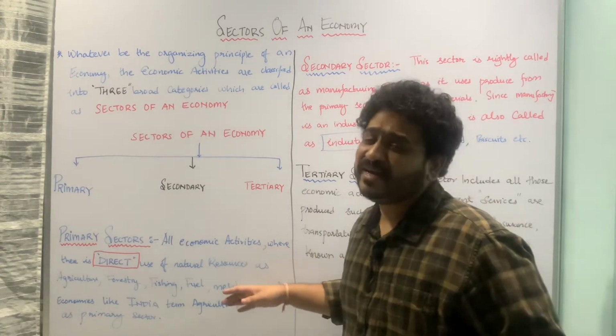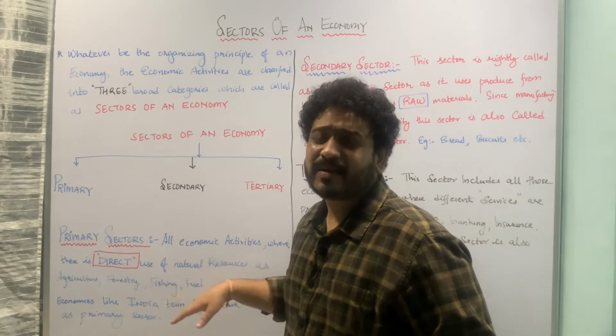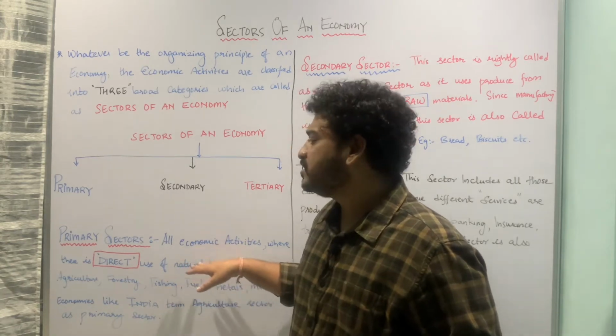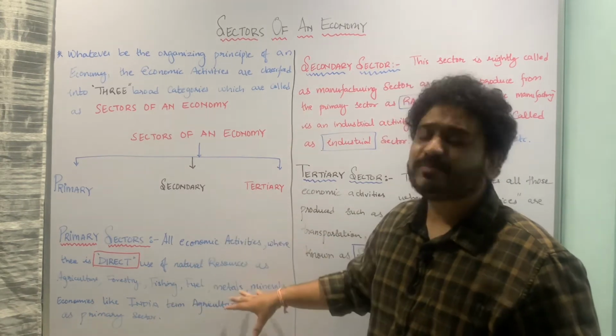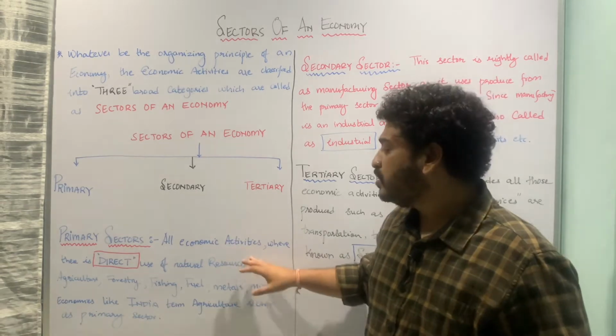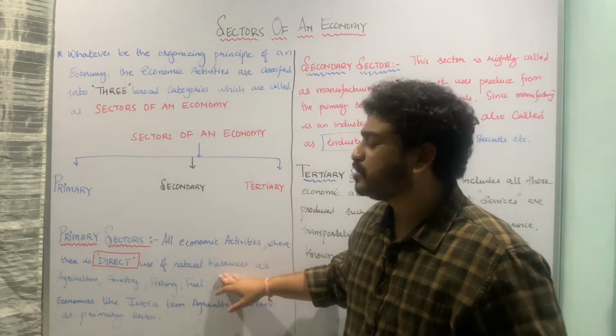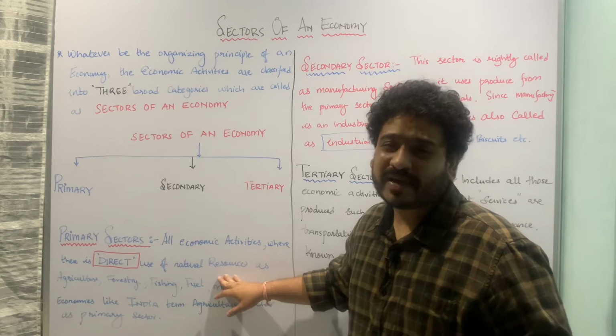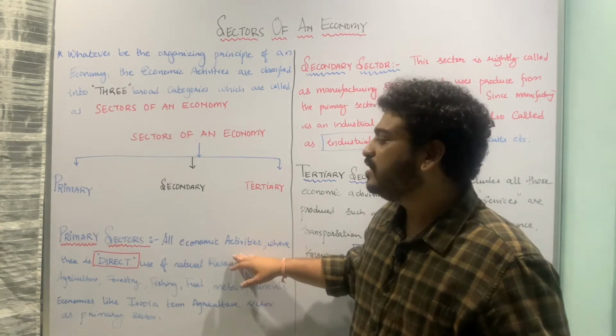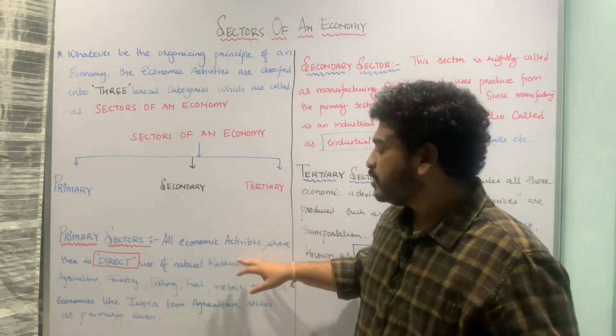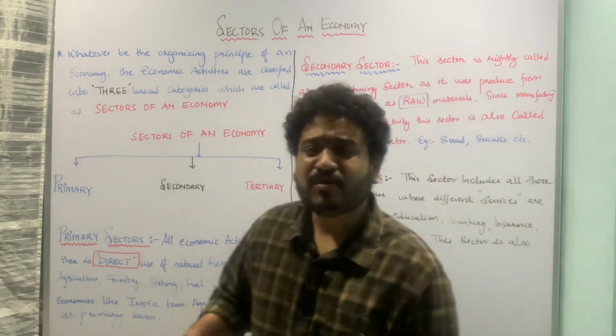Countries like India tend to call agricultural activities the primary sector activities. So I hope the first sector is pretty much clear, which is about all the natural resources which are used directly in an economic activity, and that activity is termed a primary sector activity. I hope this point is pretty much clear. Let us now look into the details.